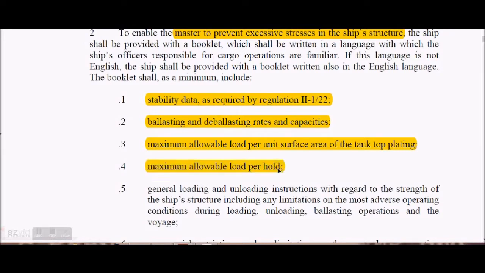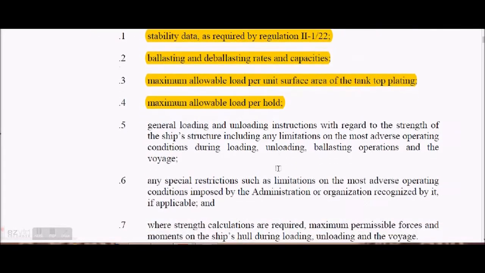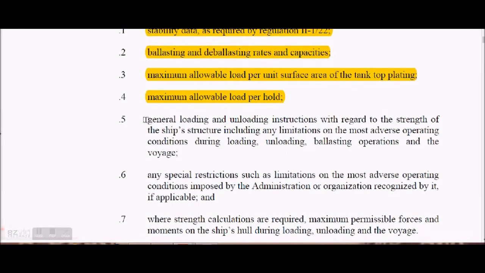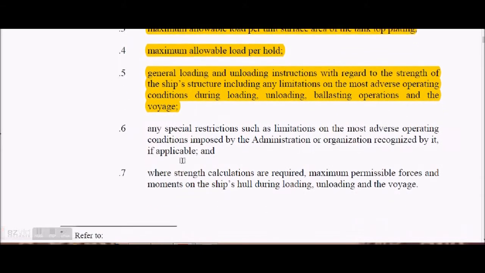Then general loading and unloading instructions with regard to the strength of the ship structure, including limitations on the most adverse operating conditions during loading, unloading and ballasting voyages. Any special restrictions, such as limitations with the strength.